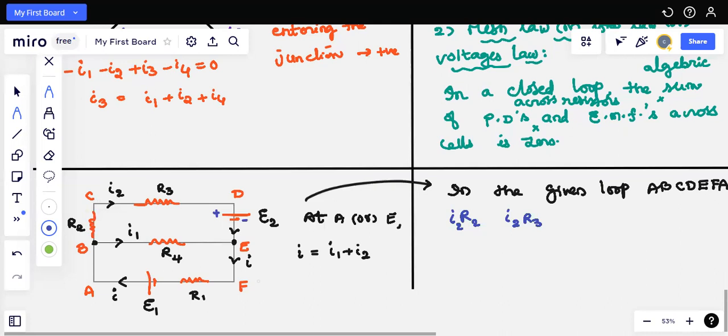Who said this is Srinidhi Priya? Negative. Yes, exactly. Why? Because I selected the loop like this: A, B, C, D, E, F, A. So while going like this, you are moving from higher potential, positive, to lower potential, negative. Higher to lower, loss of potential. Loss of potential, minus. Yes, exactly. That's what I'm saying. Loss of potential, minus E2.